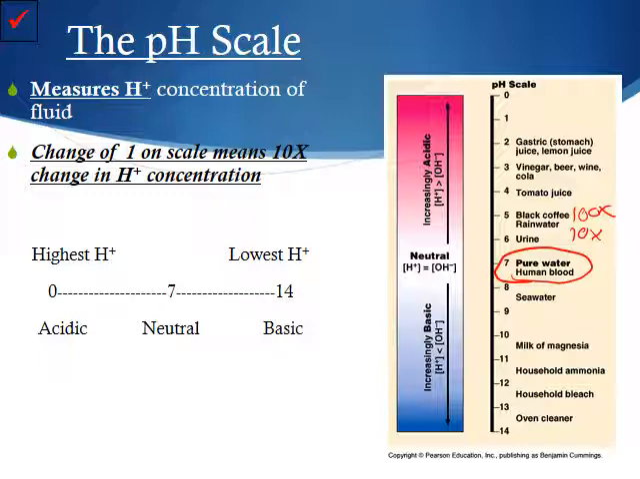So as we said, this scale goes from 0 to 14. Anything from 0 to 7 is considered acidic, so that is going to have a low pH and a high amount of hydrogen. 7 is what we call neutral, so that is a balance between the two. And at the higher end of the pH scale, anything above 7 up to 14 is called basic. So basic is going to have a high pH, but a low amount of hydrogen.